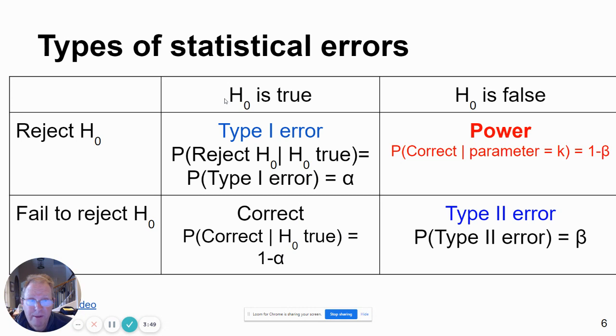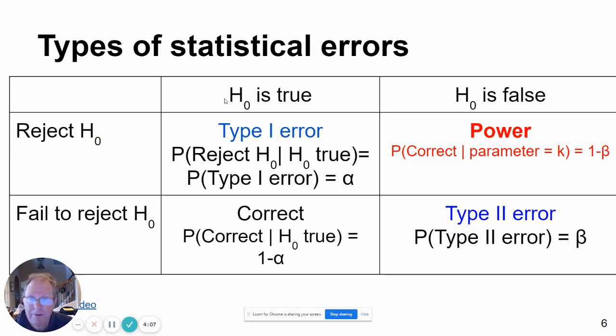Now you remember this table here, I've just added a little bit to it. As before, columns are the states of nature, so we have either the null hypothesis being true or the null hypothesis being false, and the rows are the decisions. We either reject the null or we fail to reject the null.